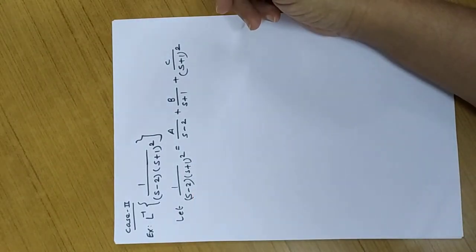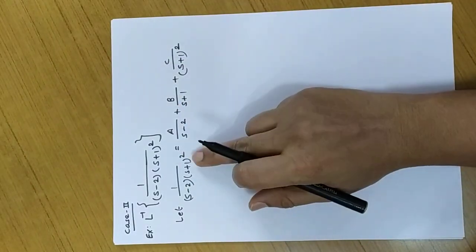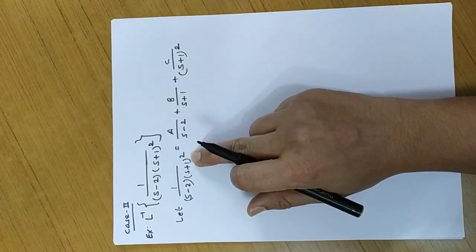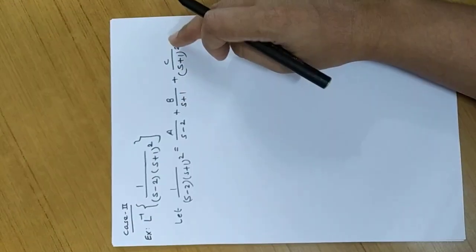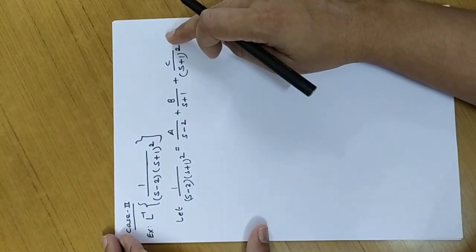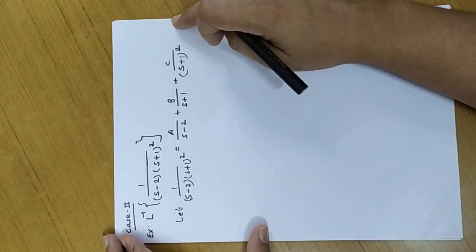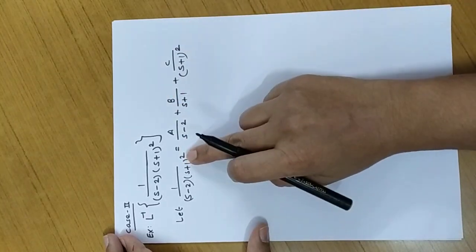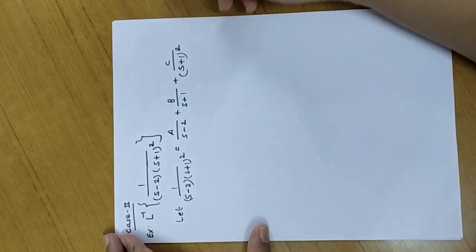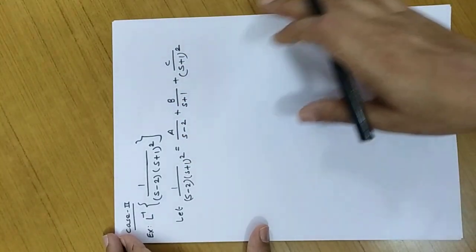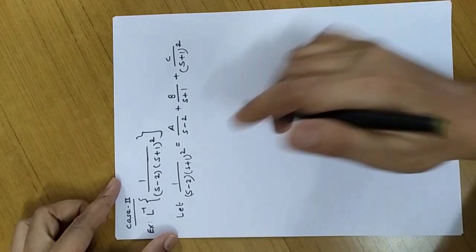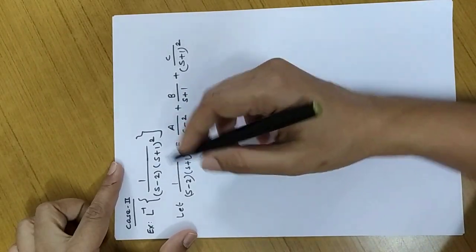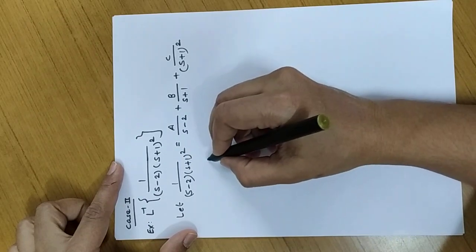Sometimes there will be 3 repeated linear factors. So how to guess this term? For that you can write plus D by S plus 1 raised to 3. If there are 4 times, then again you can add more terms. Now the same method which we had discussed in case 1.